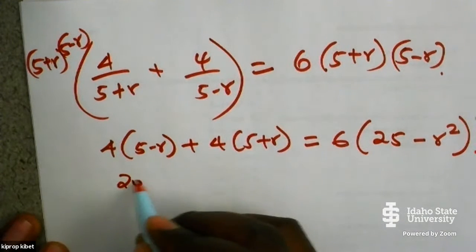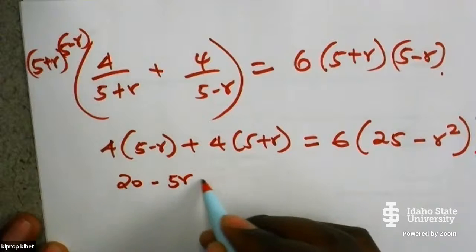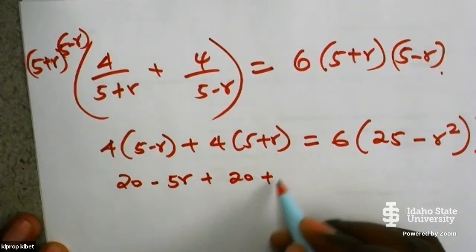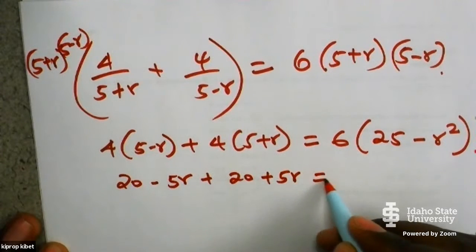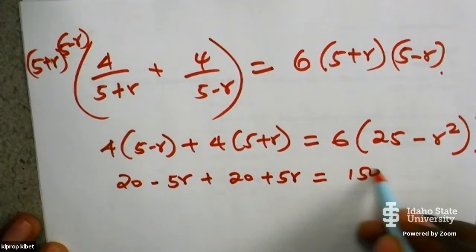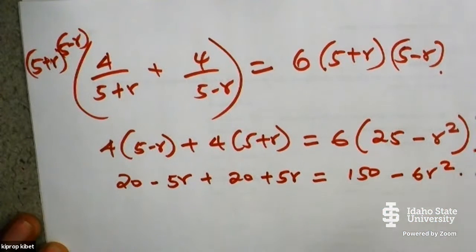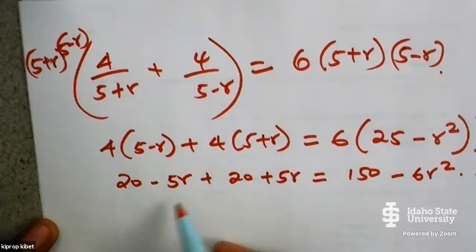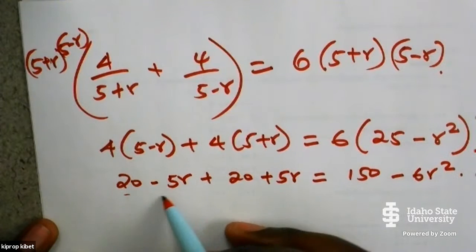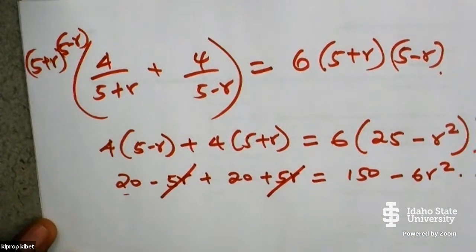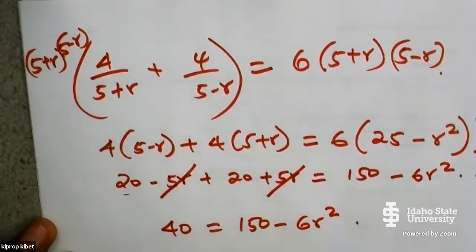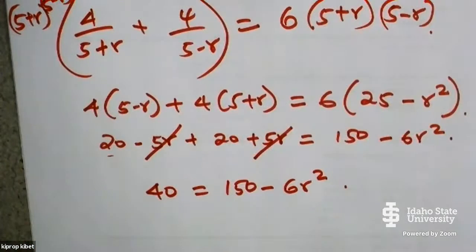So 20 minus 5r plus 20 plus 5r equals 150 minus 6r squared. So the 5r and 5r will go. So you get 40 equals 150 minus 6r squared.